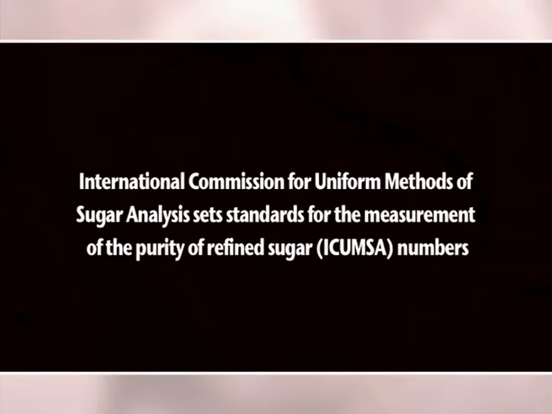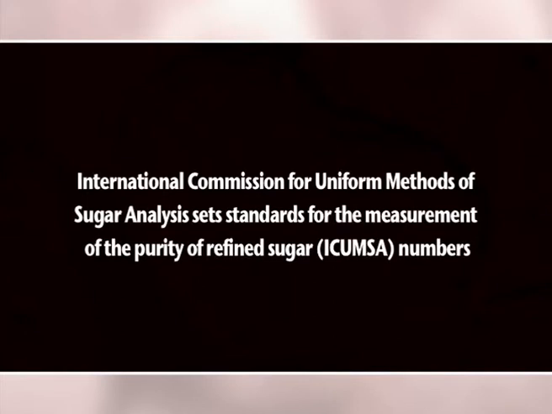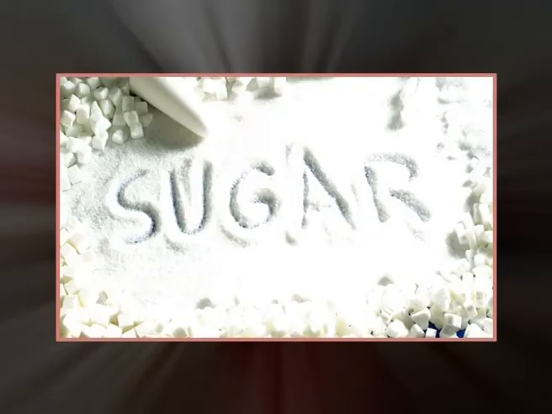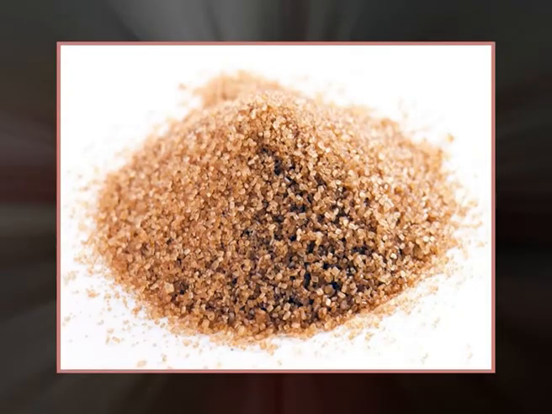The International Commission for Uniform Methods of Sugar Analysis sets standards for the measurement of the impurity of refined sugar, known as ICUMSA numbers. A lower number indicates a high level of purity in the refined sugar. Refined sugar is widely used for industrial needs for higher quality. Refined sugar is purer, that is below 3000, and raw sugar is over 1500.